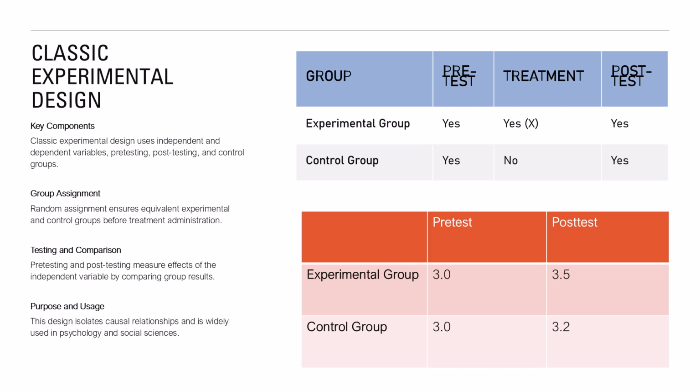Random assignment is employed to ensure that both groups are equivalent in all respects prior to the administration of the independent variable. This process helps control for extraneous variables and enhances the internal validity of the study. Pre-testing allows researchers to measure the dependent variable before the treatment, while post-testing assesses the impact of the treatment. By comparing the results from both tests, researchers can determine the effect of the independent variable. This design is particularly effective in isolating causal relationships and is widely used in psychological and social science research.